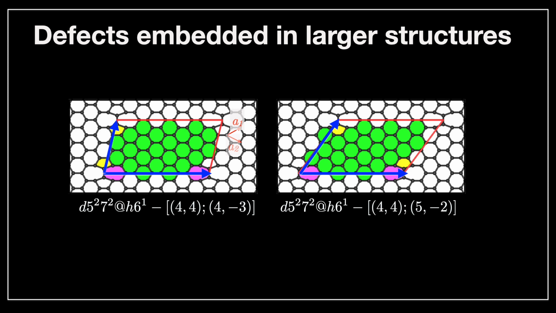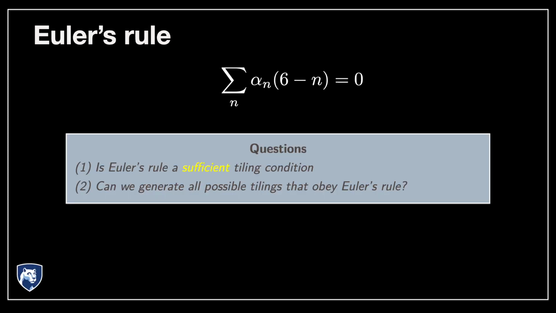Now, I'm pretty much done with the classification, but we learned a lot of things through this work, especially when it comes to naming, when it comes to building the structure. So I would like to complete this presentation in the next 5 minutes or so with two questions. The first question is: is Euler's rule a sufficient tiling condition? In other words, if we find a configuration of rings that obeys Euler's rule, does that mean that the tiling exists? And the second one is: can we generate all possible tilings that obey Euler's rule?